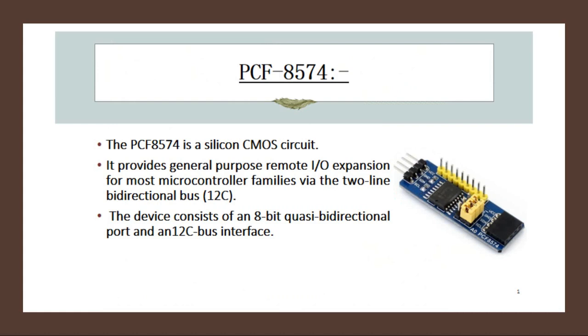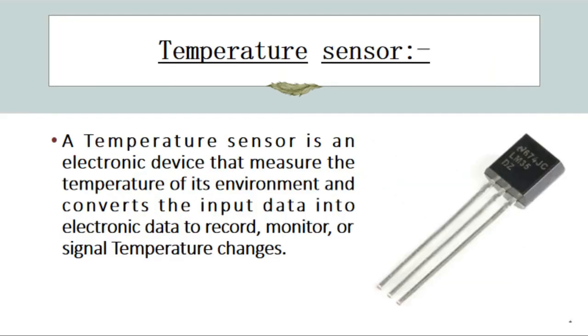Now, talking about PCF8574. It is a silicon CMOS circuit. It provides a general purpose remote input-output expansion for most microcontroller families via the two-line bidirectional bus. The device consists of an 8-bit quasi bidirectional port and an I2C bus interface.